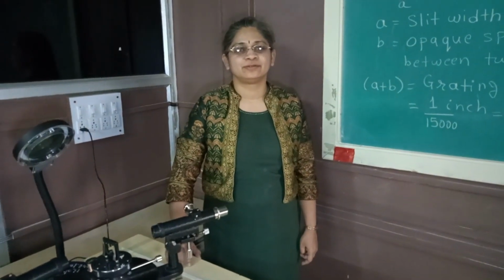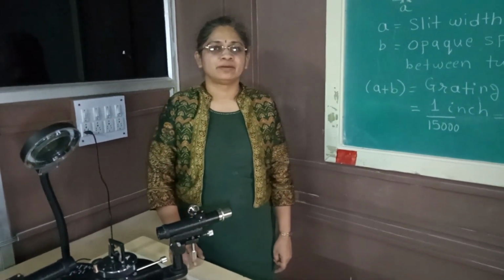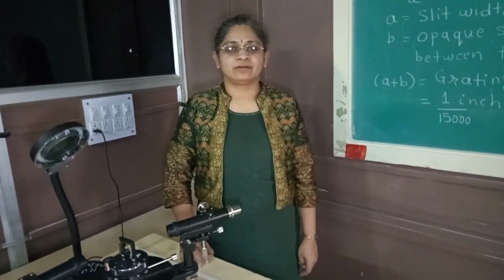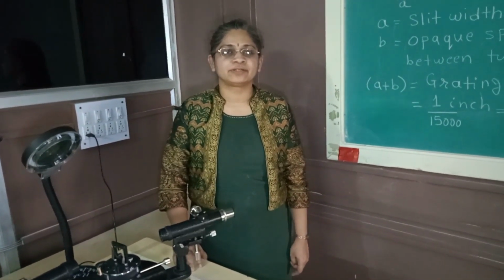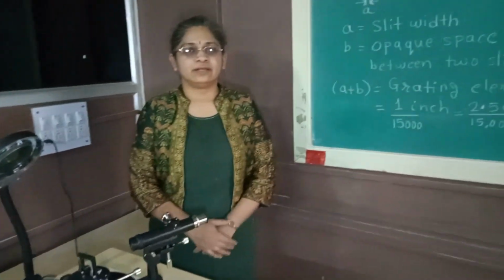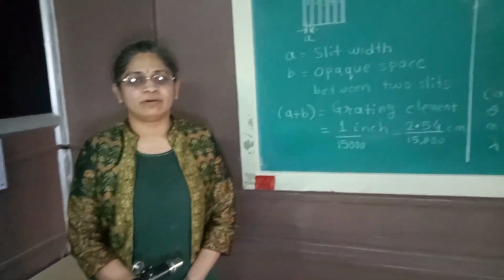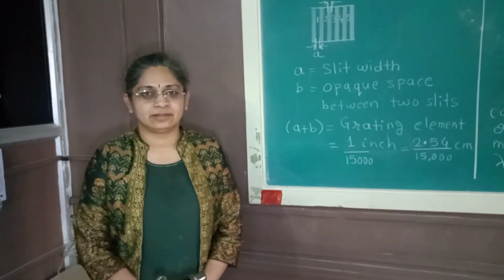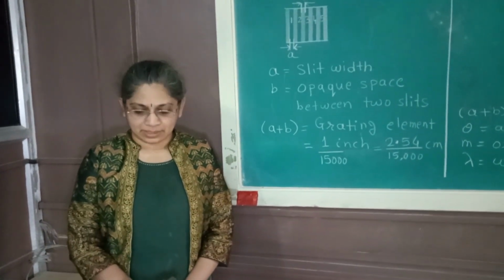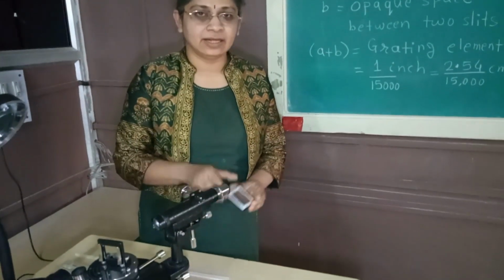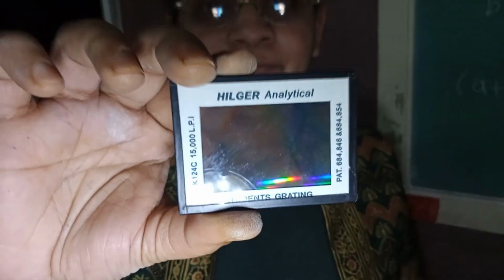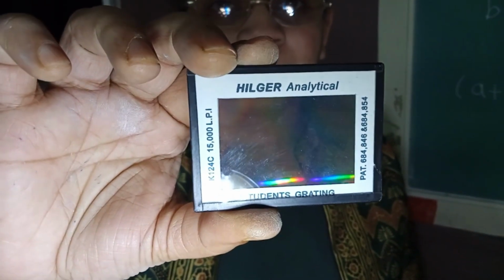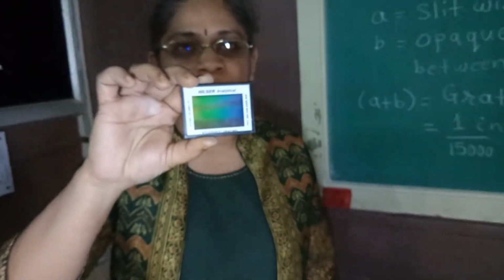Hello friends, today we are going to perform the experiment of diffraction grating. Using diffraction grating, we are going to determine the wavelength of visible light. For that, this is the diffraction grating given to you. This grating consists of 15,000 lines per linear inch.